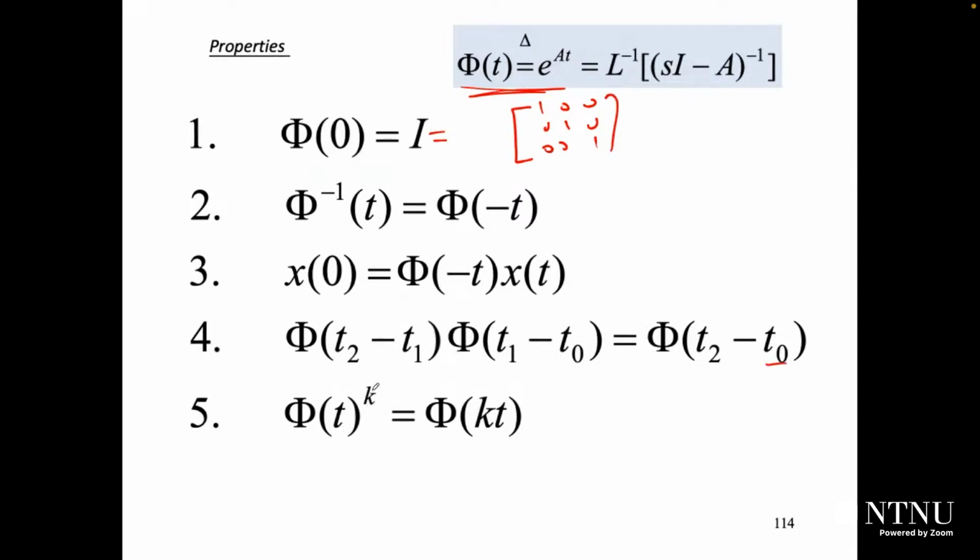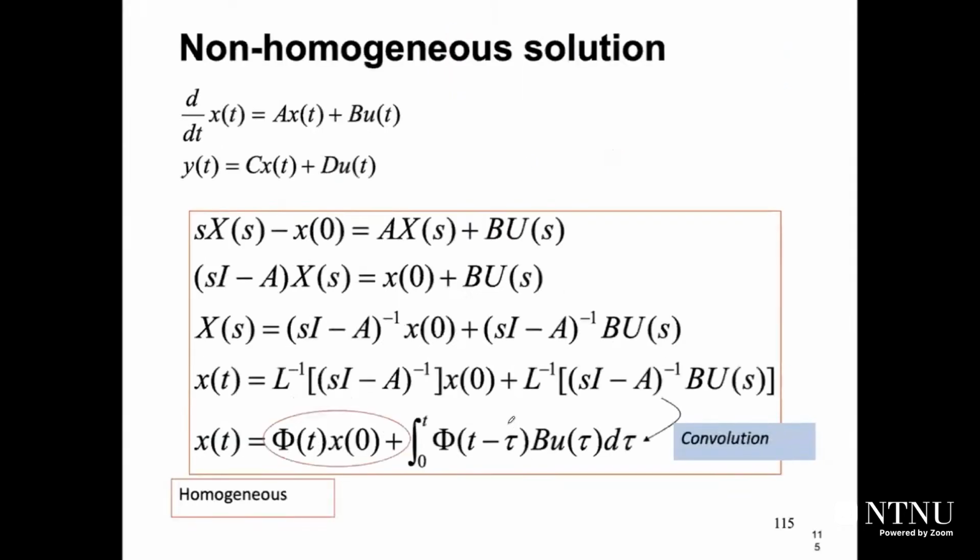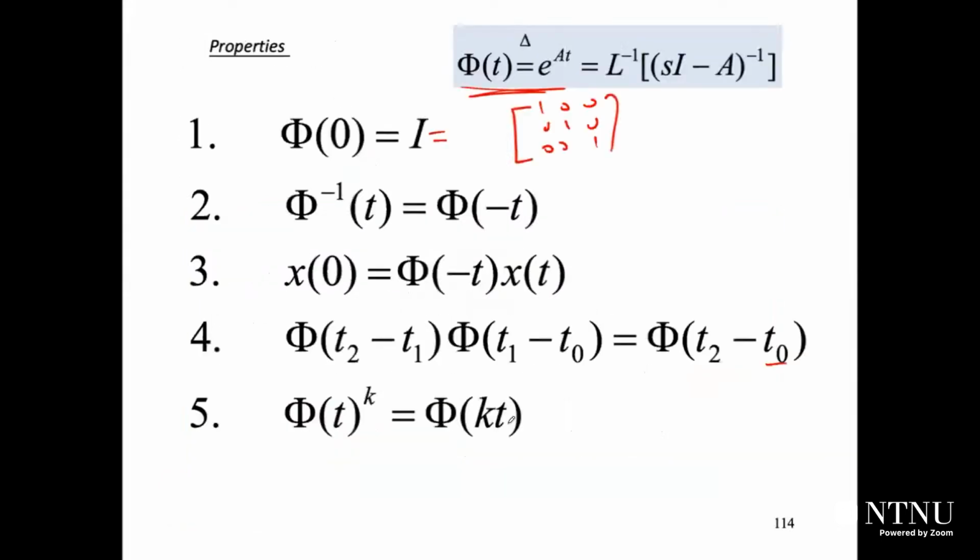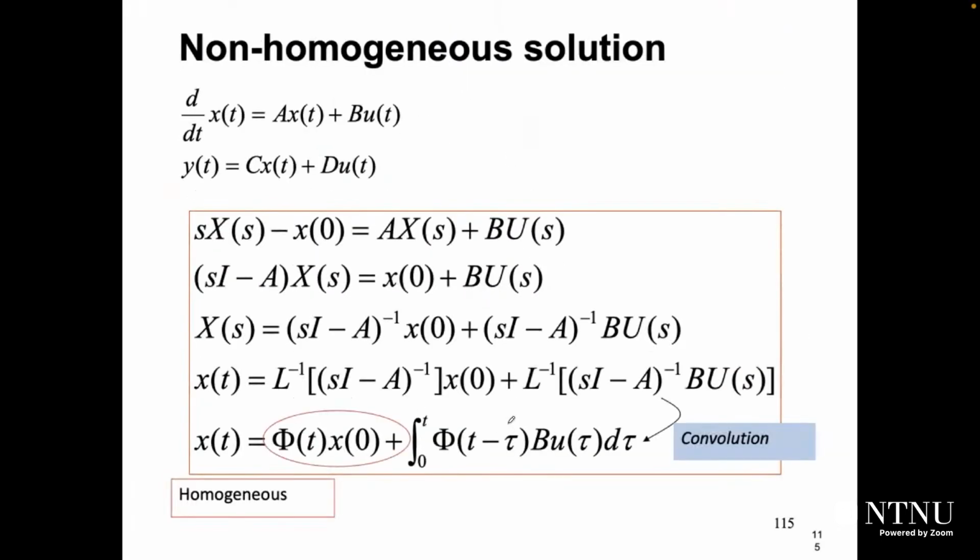Phi of t to the power of k will be phi of k times t. We don't want to go into much detail here. This is a homogeneous solution. If you want to get the non-homogeneous solution, we will start from the state space representation and solve it without ignoring the input. So take the Laplace transform of this one.